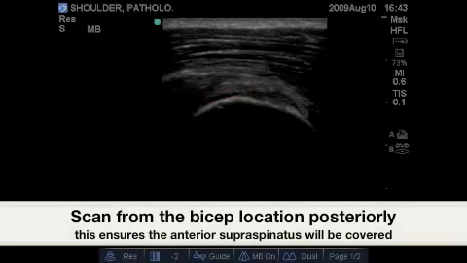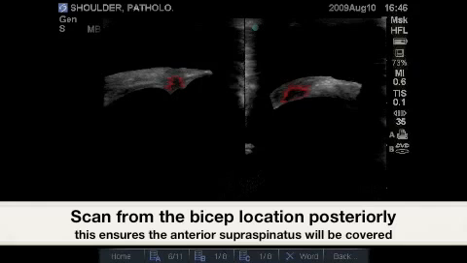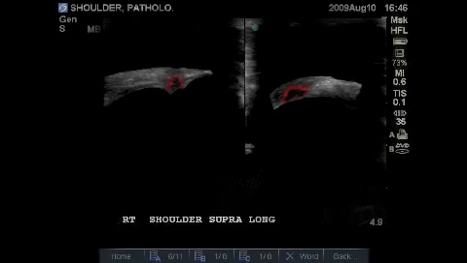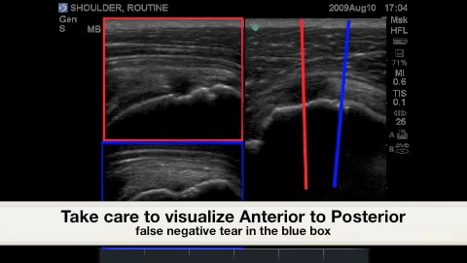groove. Scanning from the empty biceps groove posteriorly will reveal our first and best landmark of the lateral greater tuberosity in profile. Scanning too posteriorly may reveal a falsely normal rotator cuff as demonstrated in blue.